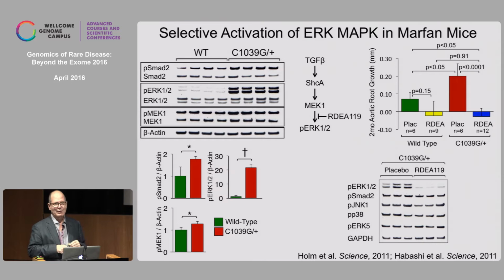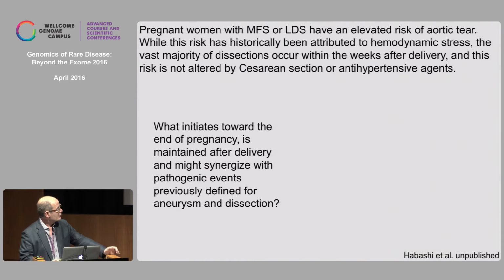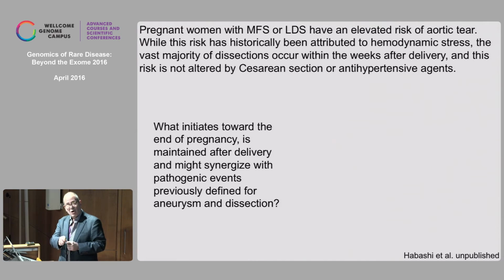ERK is bad, and we wondered how we could leverage this knowledge to address understudied, vulnerable, or underserved patient populations. Now, one such group are women with Marfan syndrome who choose to become pregnant. They truly show an alarming rate of aortic rupture and death in association with pregnancy that historically has been attributed to increased hemodynamic stress. But it seemed odd that the vast majority of dissections are occurring within the weeks after delivery, and that this risk was not altered by C-section or the use of antihypertensive agents.